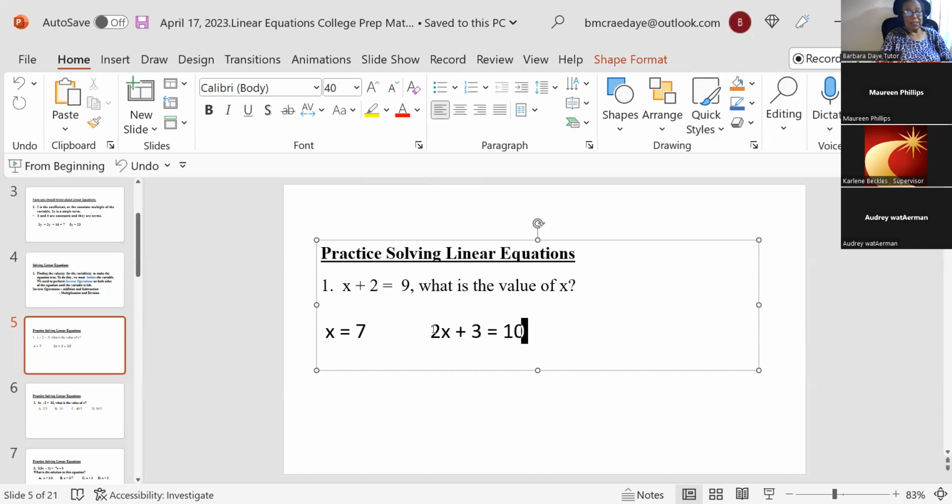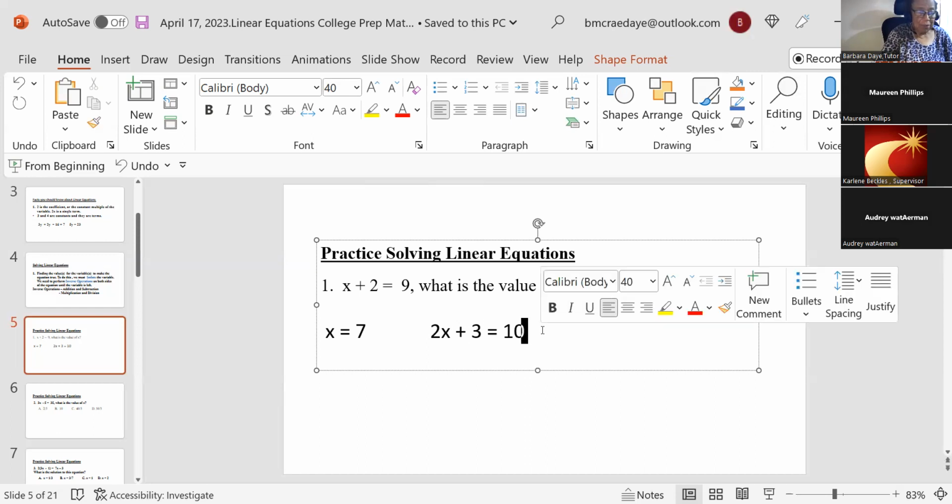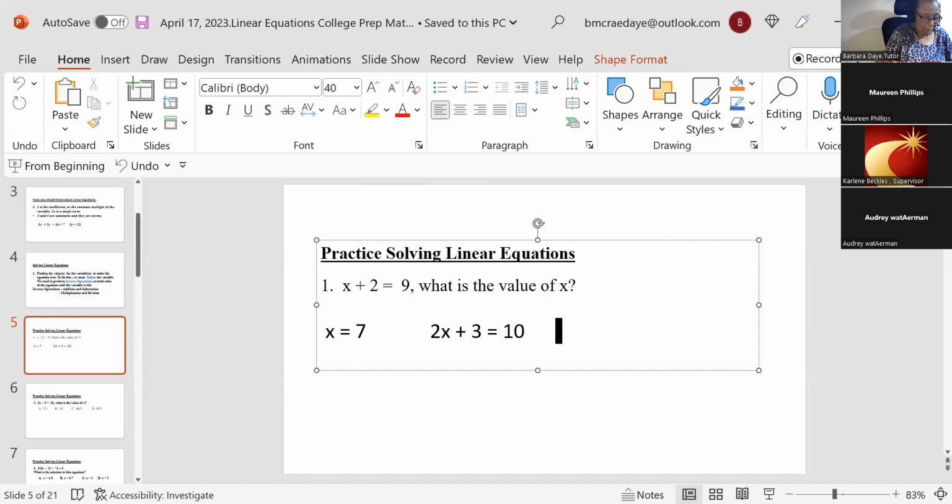You want to get the x by itself. That's another inverse, because that's a multiplication. You'd have to do the division. Here, this is addition, so you'd have to do the subtraction. Now, Audrey, tell me, doing those operations now, what would x be equal to? What's the value of x?